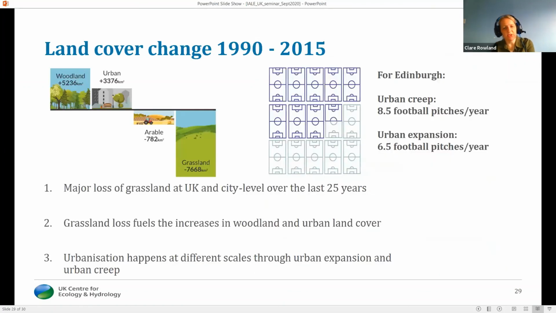So just to summarise what we've seen there, we've seen a major loss of grassland at UK and city level over the last 25 years. The grassland loss fuels the increases in woodland and urban land cover that we see. And urbanisation happens at very different scales. So we're seeing it at the UK level, but we also see it at the individual city level.